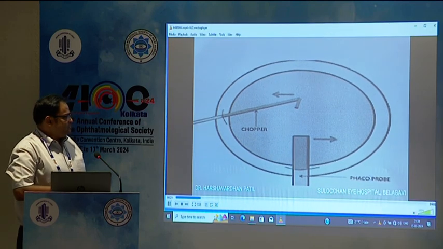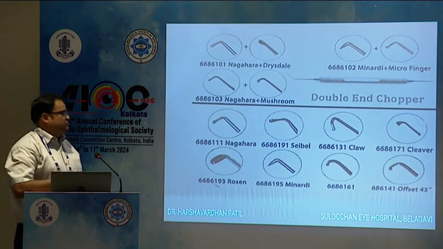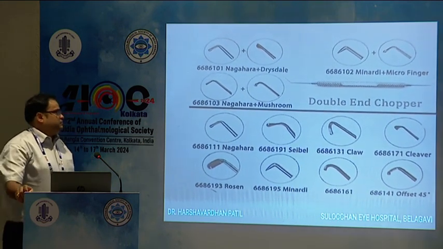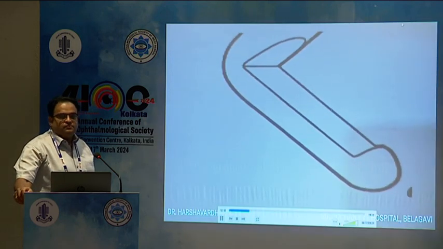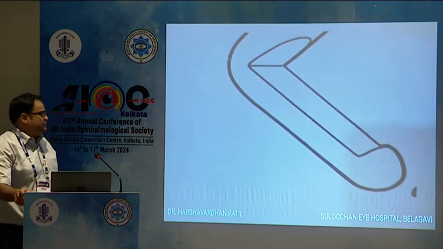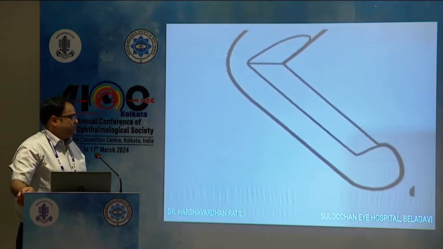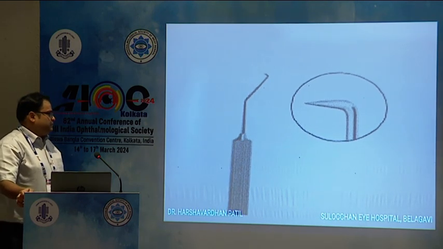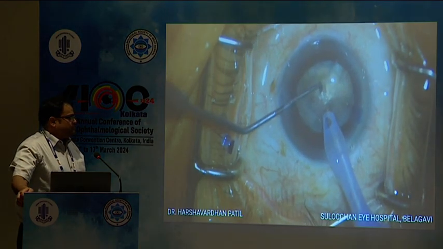So that the posterior plate is separated. Various choppers are available in the market like Nagahara, Minardi, Dale, Siebel's, Claw, Chang, etc. But the most commonly used among all these is the Nagahara chopper, which looks something like this. It has an inner cutting edge with a blunt tip. It's a long horizontal chopper. Most of us also use a long diagonal chopper with an inner cutting edge, which is sharp and pierces the nucleus easily. So let's see what are the difficulties with these choppers.